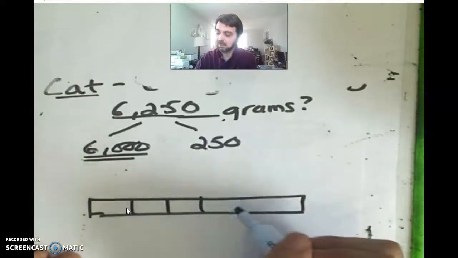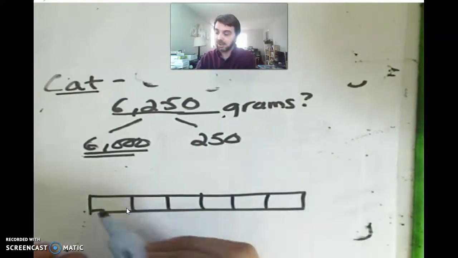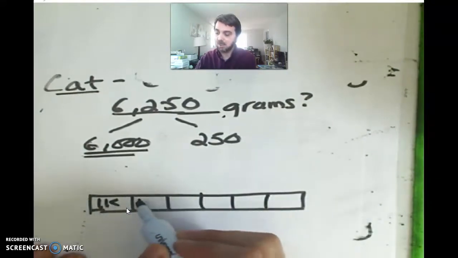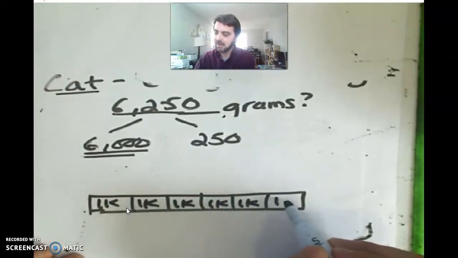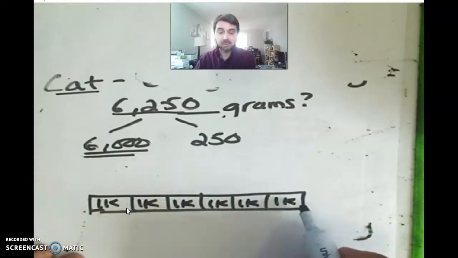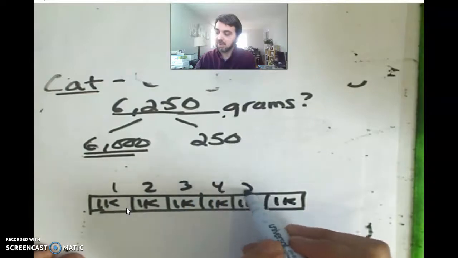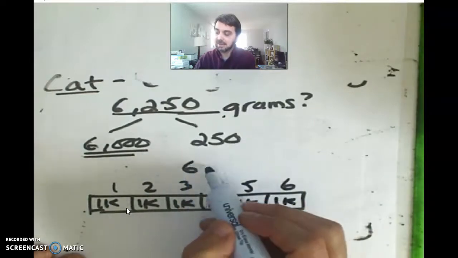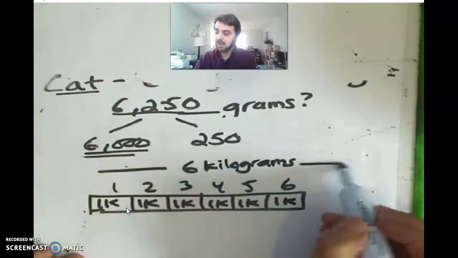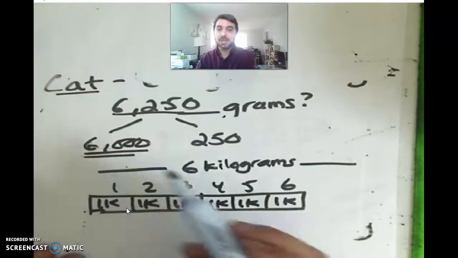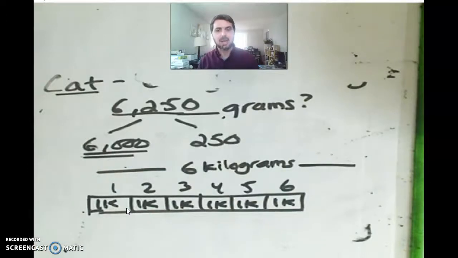So if this is 6,000 grams, each of these is 1,000. I'm going to put 1K. I don't know if you know that, but K means 1,000. So that would be 6,000. That means there are 1, 2, 3, 4, 5, 6 kilograms. So 6 kilograms is 6,000 grams, and then you'd also have 250 grams. All right, hope this isn't getting too confusing.